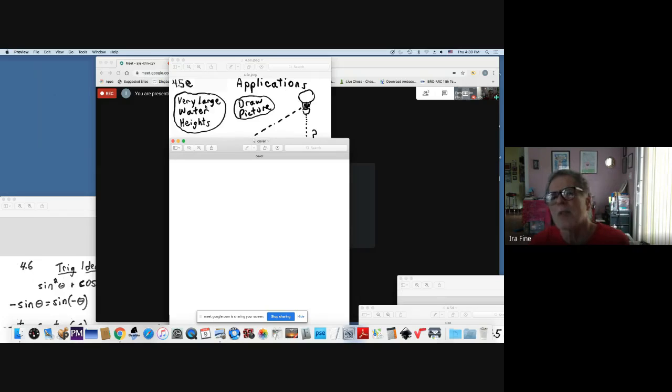Another thing that's sometimes very impractical to measure is the things that are really tall, like the height of a tree or the height of a building, just real easily with a ruler, right? So this is where this idea in trigonometry that we're studying now, right triangle trig, comes into play.